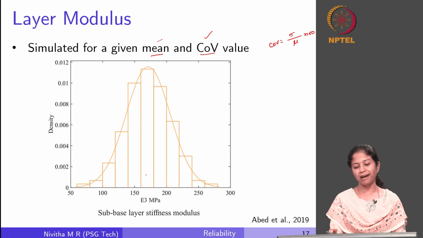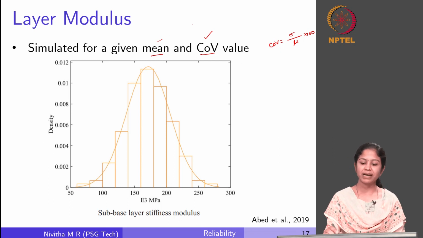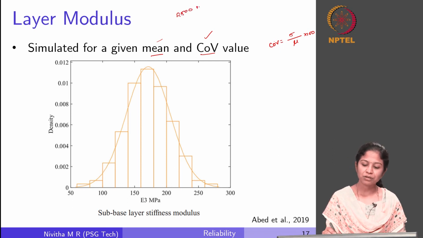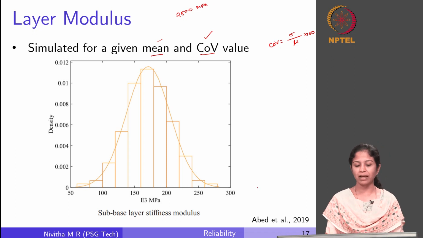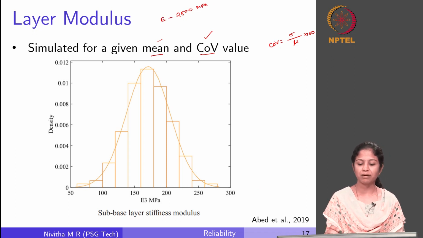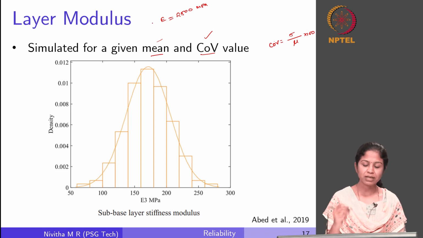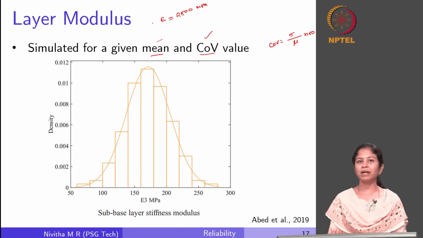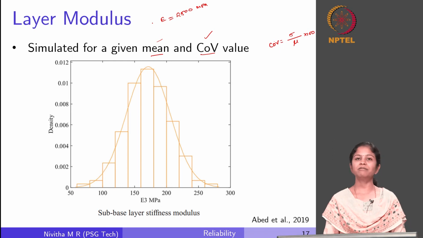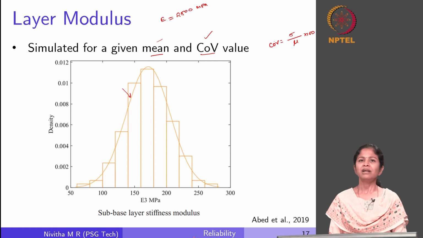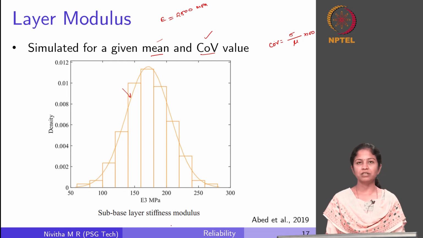So, if I know a mean value, let us say my target is 2500 megapascal for a given layer, if my E value is 2500 megapascal, this I can use as my mean value, and depending upon the expected variability for this particular layer, I will be able to generate this kind of a distribution for any given input parameter, right. So, only if we are able to identify a distribution, then it becomes simple to incorporate this into the design process, right.